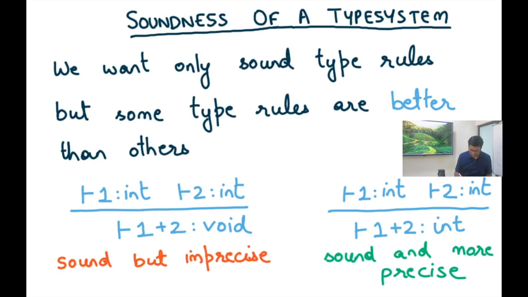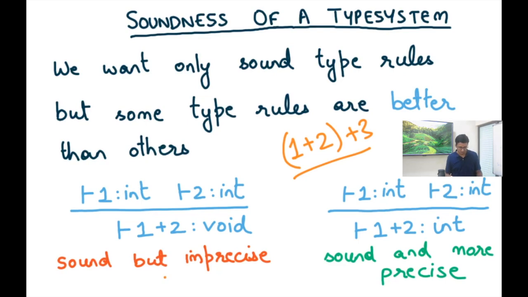So for example, if the first one was my typing rule in my type system, then if I have a program which says 1 plus 2 plus 3, this would be rejected by the first type system, but it would be accepted by the second type system. Why would it be rejected by the first type system? Well, the first type system would infer that 1 plus 2 is of type void, and then I can't use plus on a void, right? So I won't have any type rule which says, if e1 is of type void and e2 is of type int, then what should be the result? I won't have a type rule, and so my type check would fail. On the other hand, if I use the second rule, then that type check would succeed.